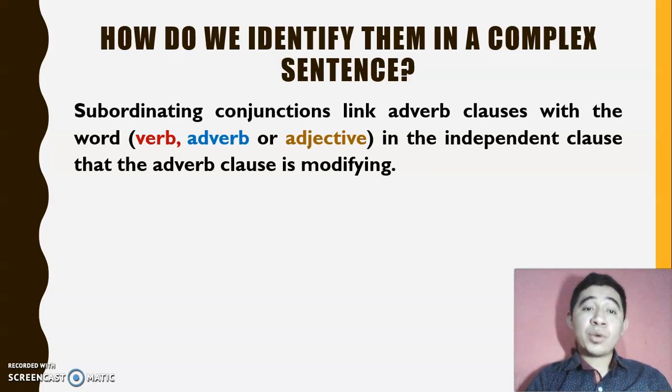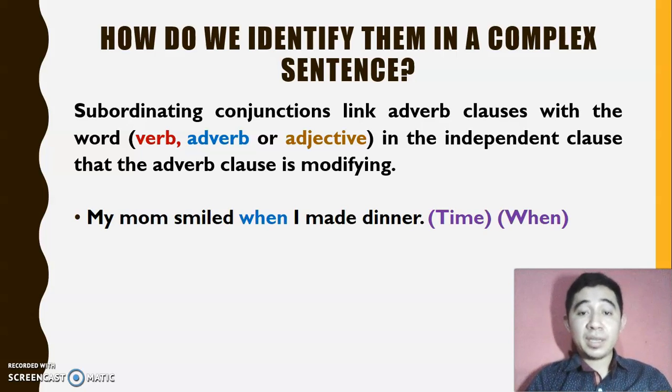So the big question here is, how do we identify them in a complex sentence? Keep in mind that subordinating conjunctions link adverb clauses with the word in the independent clause that the adverb clause is modifying. That word has to be a verb, an adverb, or an adjective. Let me give you two examples. The first one says, my mom smiled when I made dinner. As you can see, when is the subordinating conjunction that is introducing the adverb clause and is modifying the verb smiled that is in the independent clause. And it also answers the question when, which refers to time.